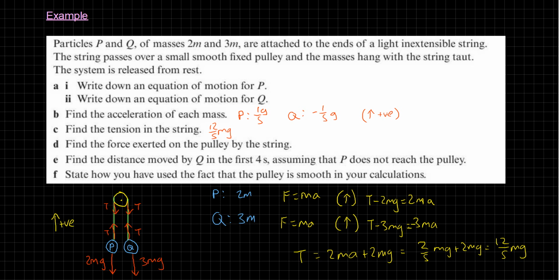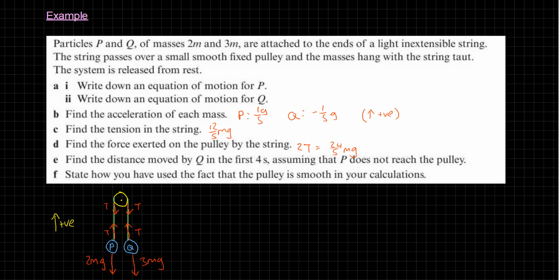So therefore, what's the total force of the string pushing on the pulley? It's just going to be 2T downwards, right? So now that we have T, the tension in the string, we just double it, and we have 2T. And that will be the answer to part D. What's the force exerted on the pulley by the string? So it's 2T, and that's equal to 24 over 5 times m times gravitational constant g.